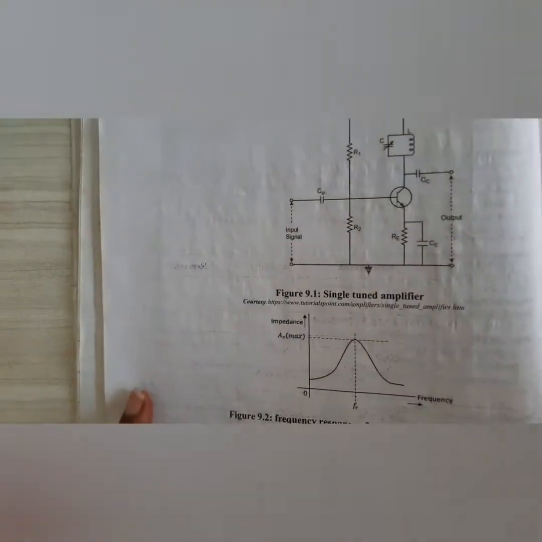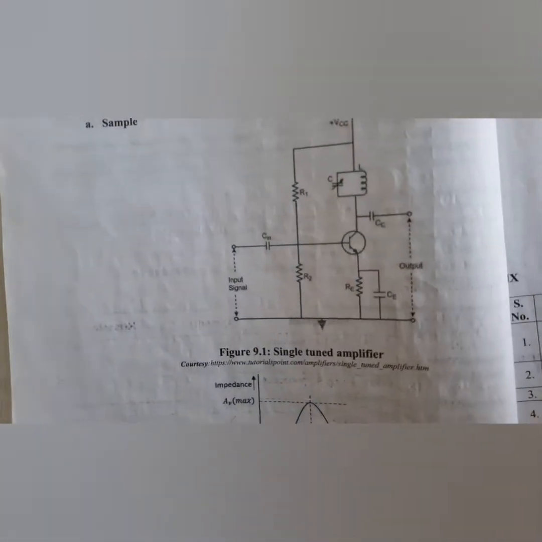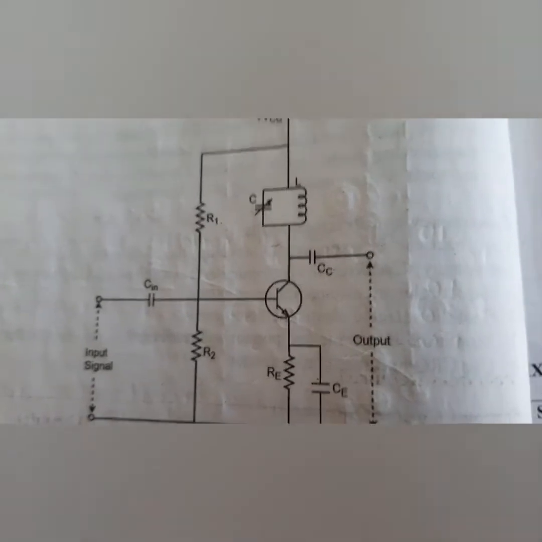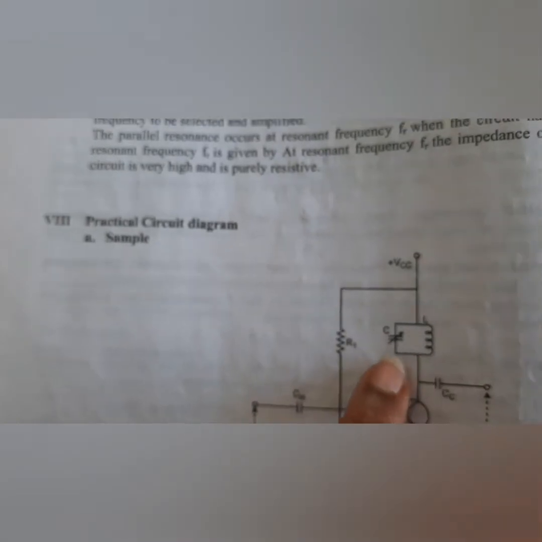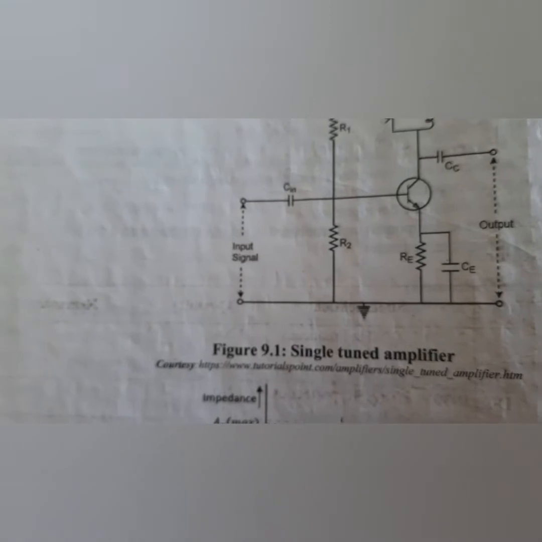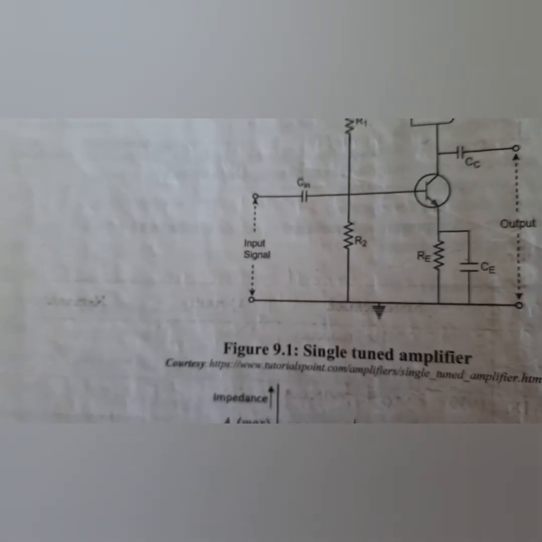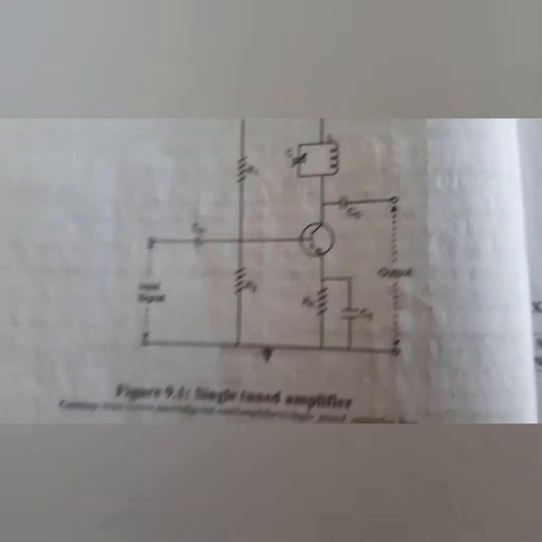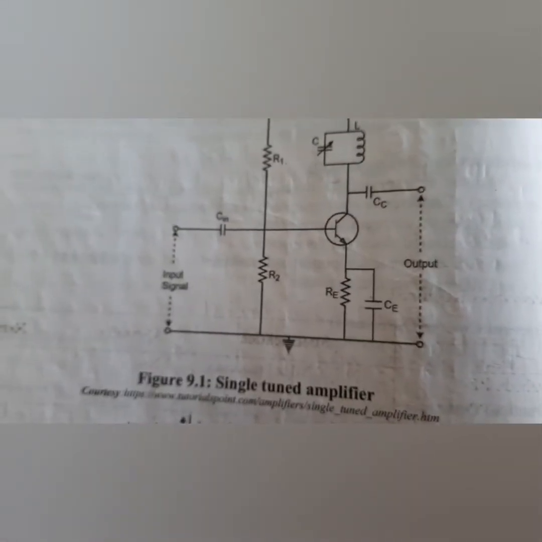So we have already studied in the theory lectures what is a tune amplifier. So this is a single tune amplifier. You can see this is a tune circuit. You can see L and C tune circuit. An amplifier circuit with a single tuner section at the collector of an amplifier circuit is called single tune amplifier circuit. The values of the capacitance and the inductance of the tuned circuit are selected such that its resonant frequency is equal to the frequency to be amplified or selected.